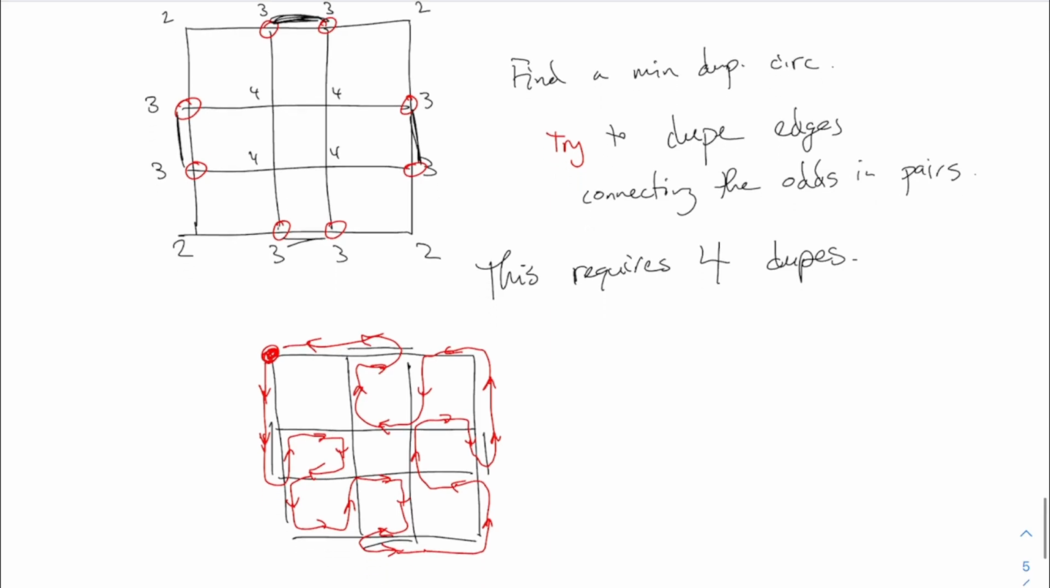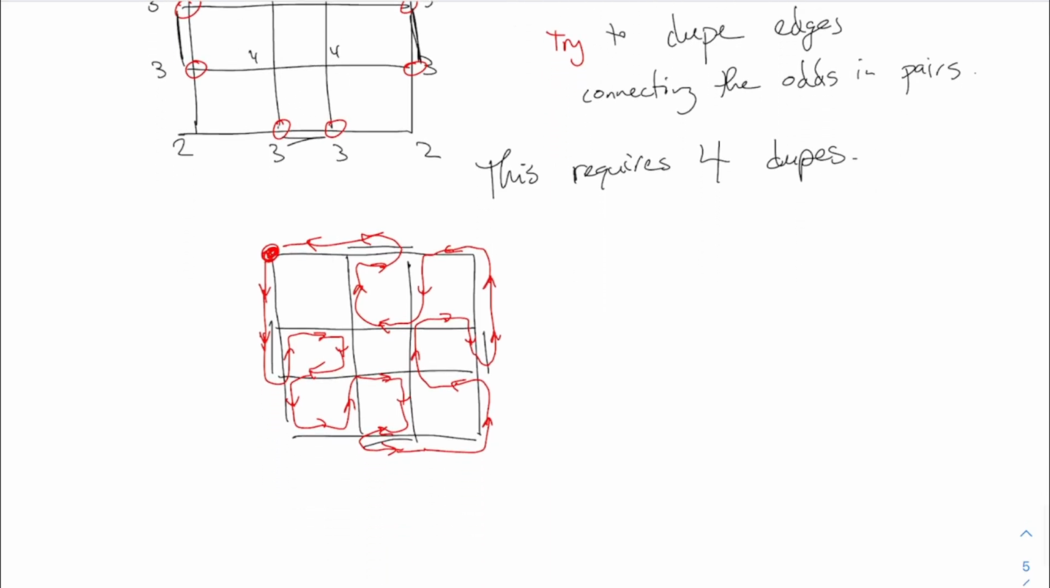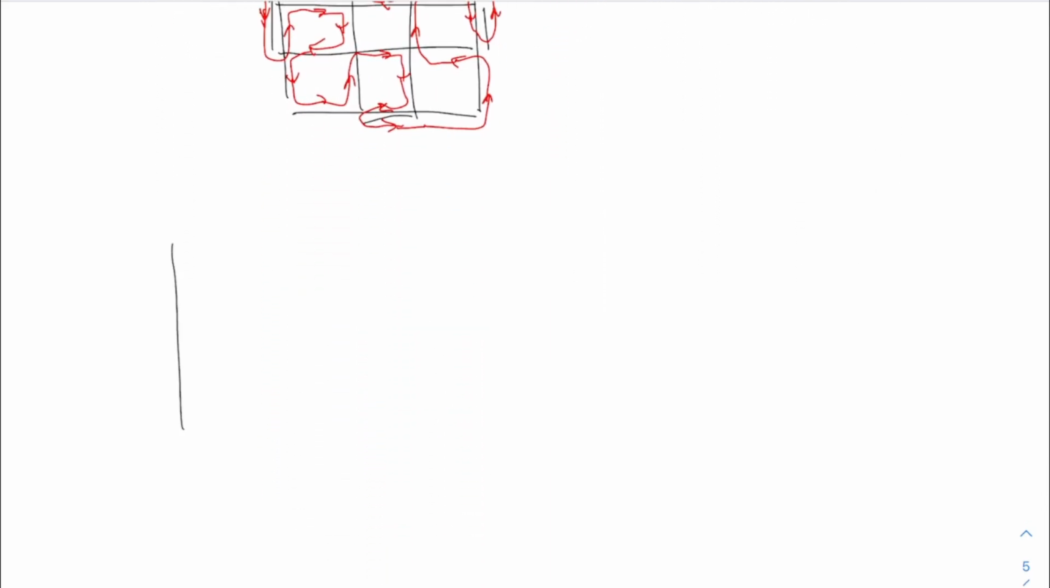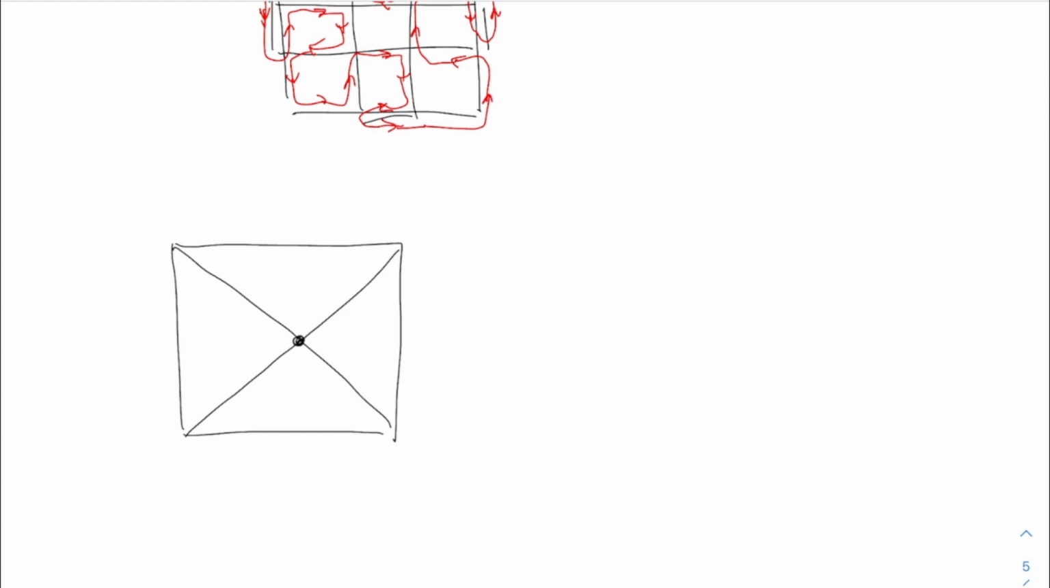I got one more. How about you guys want to try this one? I will give you a moment. Maybe I'll walk around and see how you're doing. Let's say there's a vertex in the middle there. All right. See if you can find a minimum duplication circuit. Your first order of business should be to figure out the degrees and then decide for yourself which of the edges you're going to duplicate.